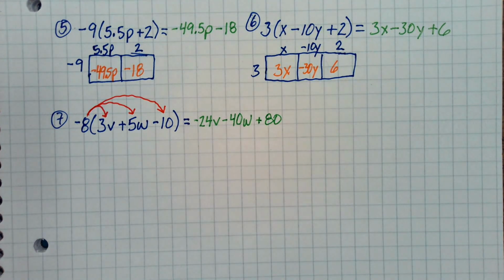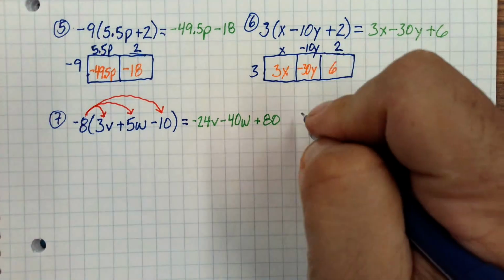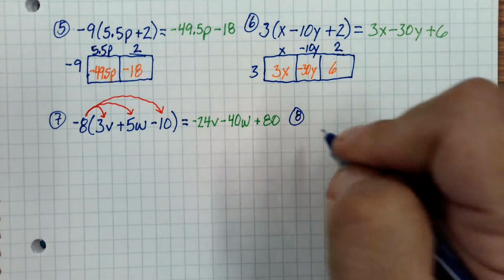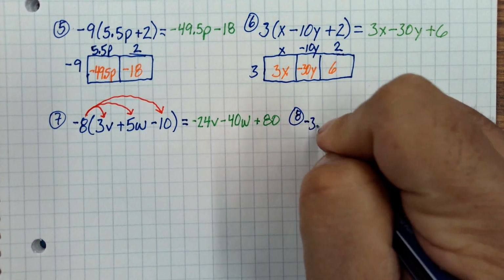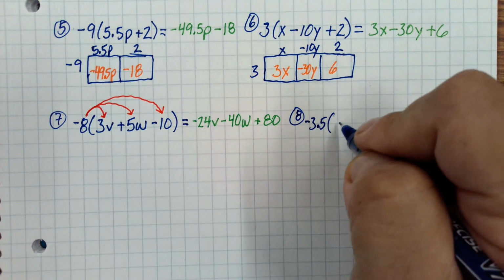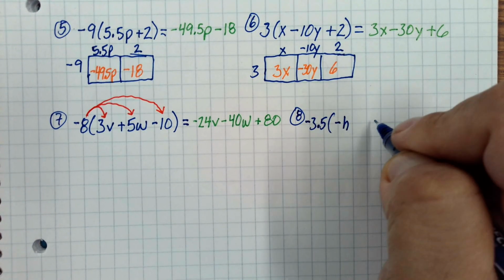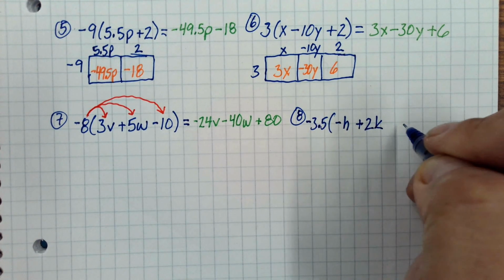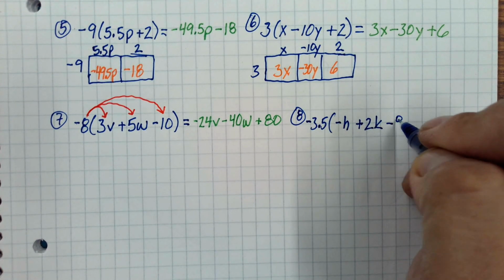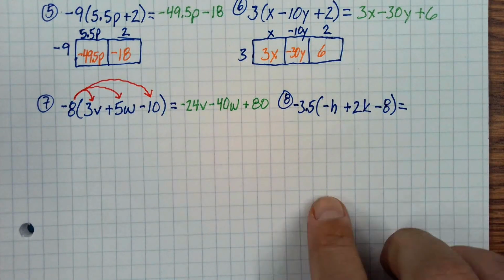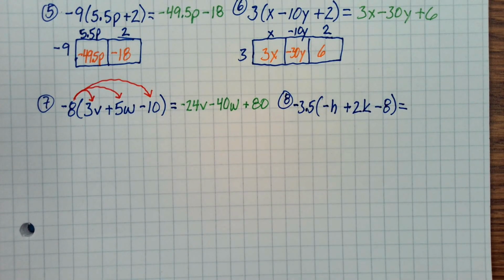Okay? Not too bad. This will be the last one. Number 8. Negative 3.5, and we're going to multiply that times negative h plus 2k minus 8. Okay? Work on this.